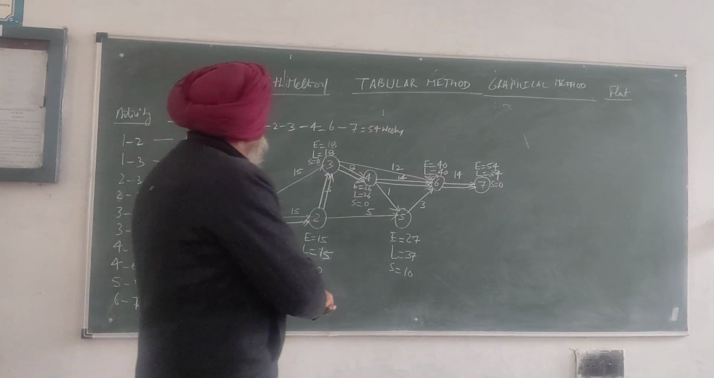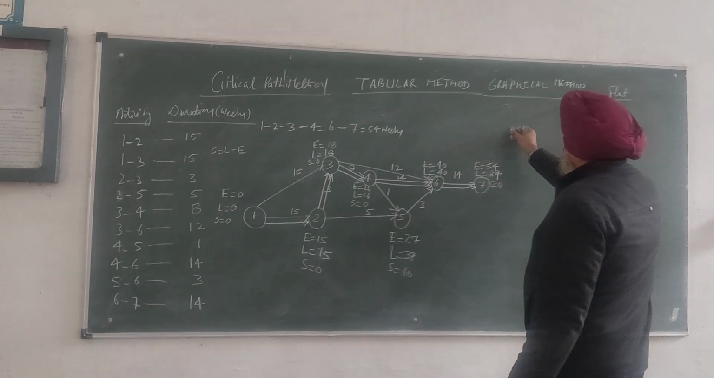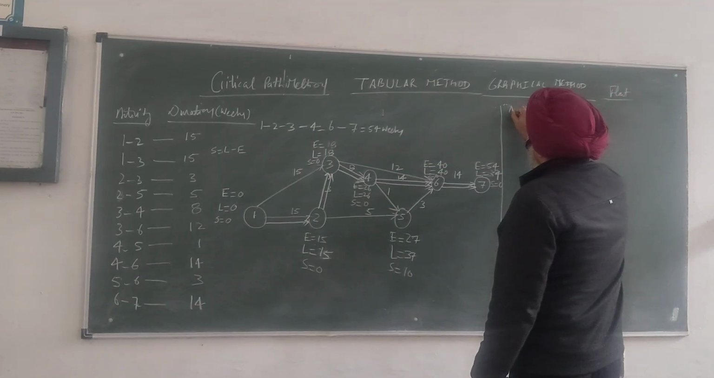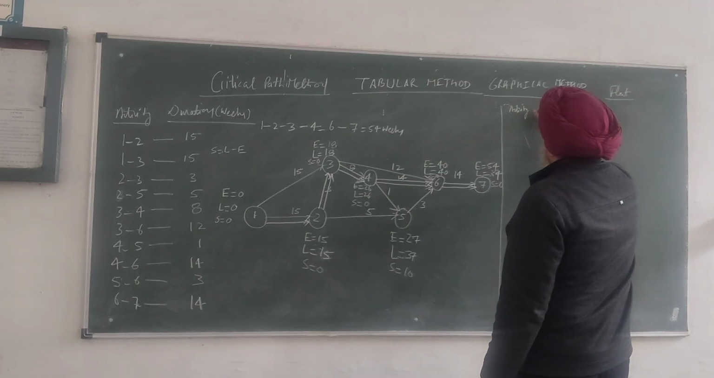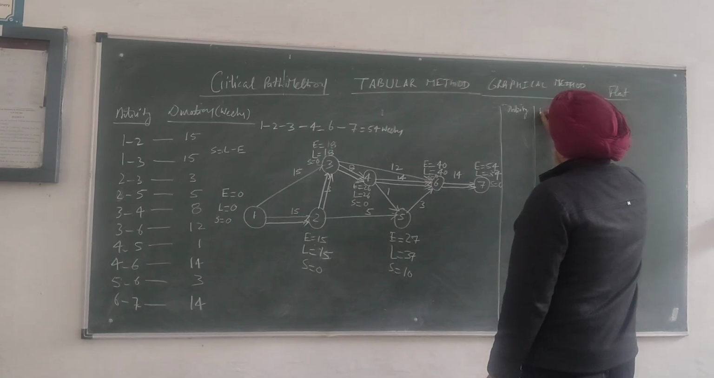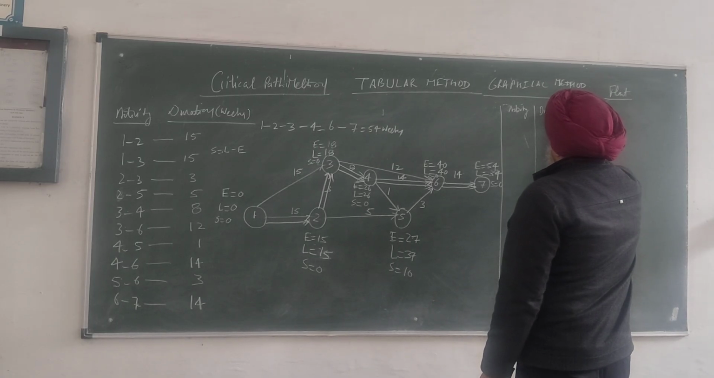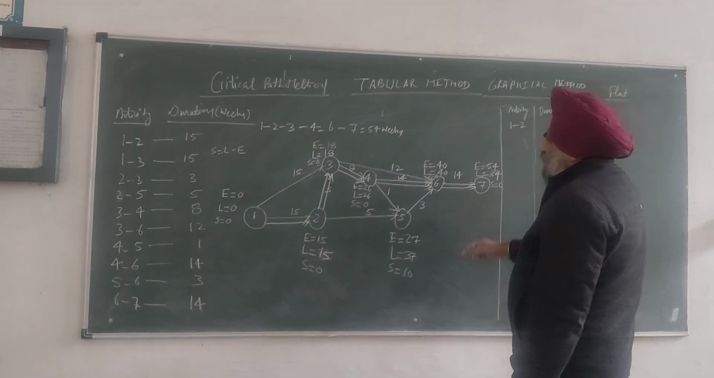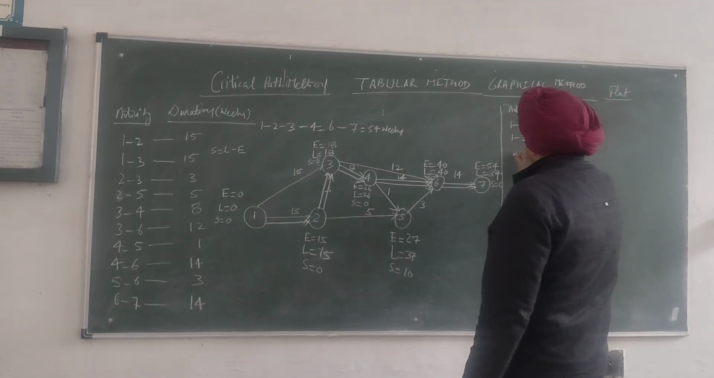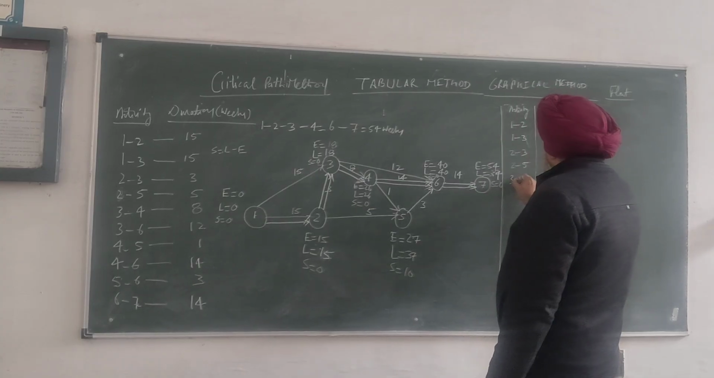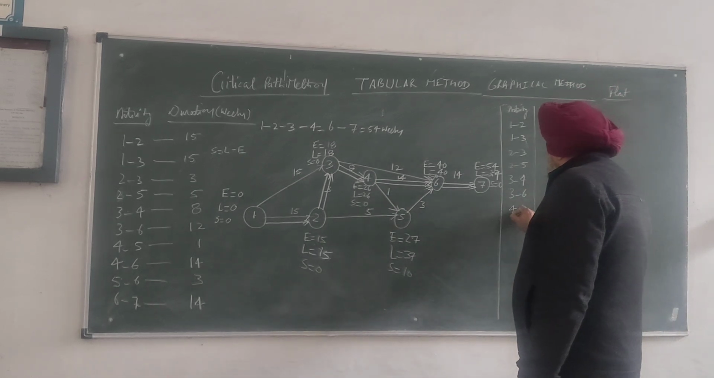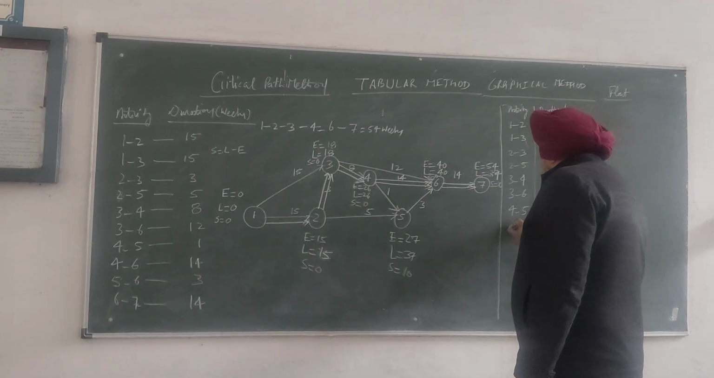Okay. If you don't have any doubt, let me take another example here. What I do here, I make use of the tabular method. Again, activity. I mention it here, activity. Then duration, it is given in minutes. We will take 1 to 2, and here 1 to 3, here 2 to 3, 2 to 5, then 3 to 4, 3 to 6, 4 to 5, 4 to 6.